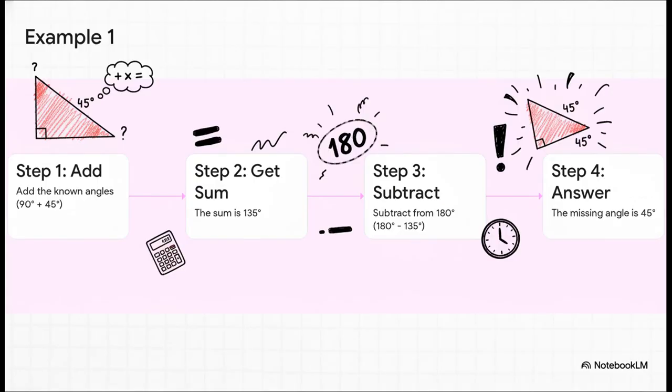Okay, let's put this into practice right away. Let's say you've got a right triangle, so you know one angle is 90 degrees, and they tell you another one is 45. Step 1, add what you know. 90 plus 45, that's 135. Then you just take that total and subtract it from our magic number, 180. And what's left? 45 degrees. And just like that, you found the missing angle.